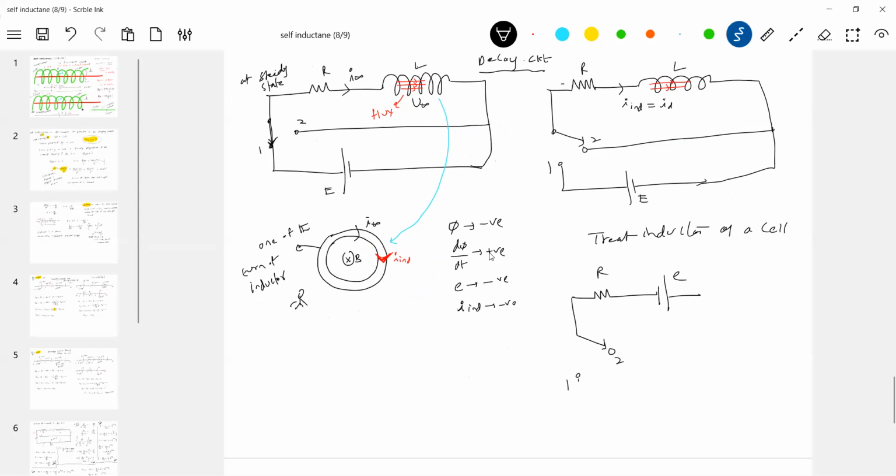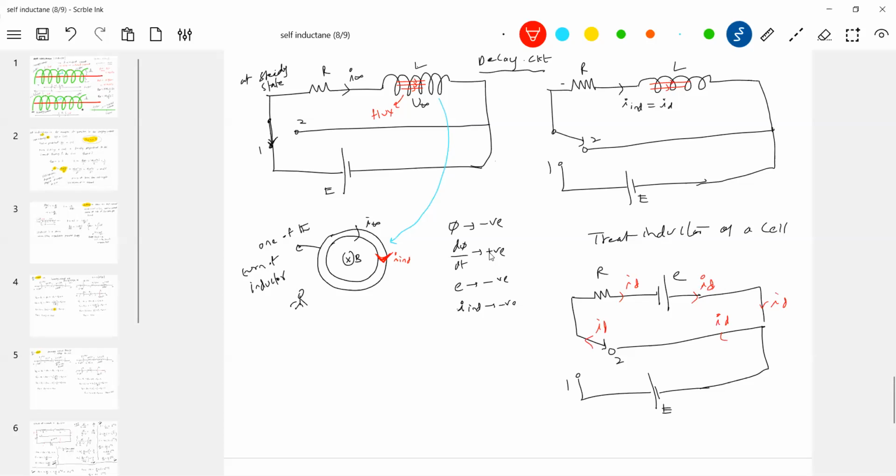Now, what to do with this battery? I think it's of no use, no? You can remove it, or you don't need to draw it. So how will that current flow? The decay current will flow in this direction. You should trace it out. No guesswork, nothing. Apply the basics and trace it out.